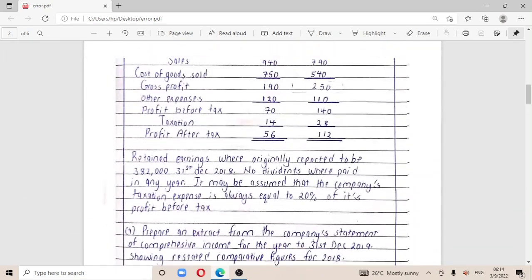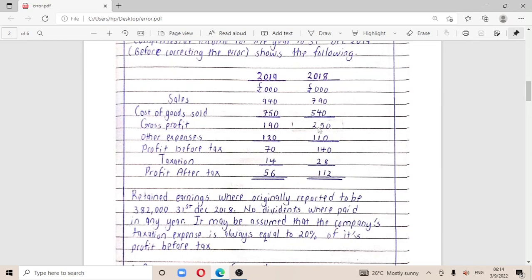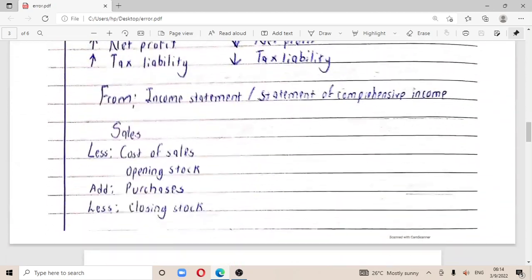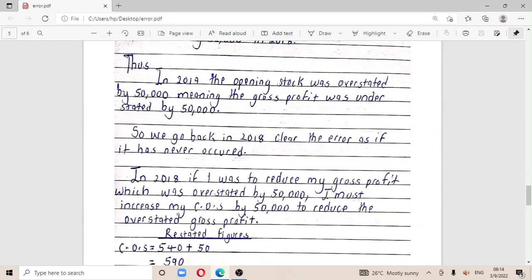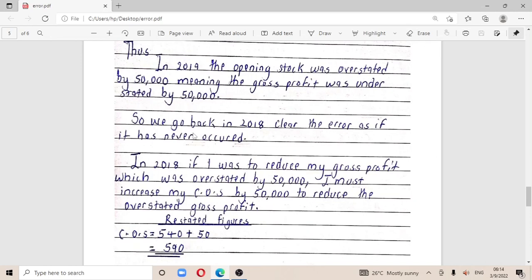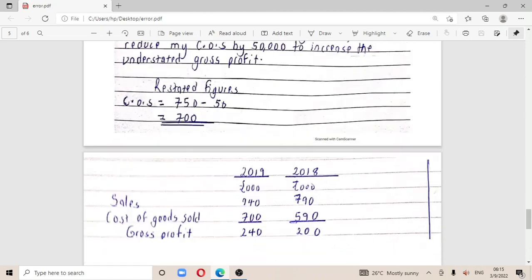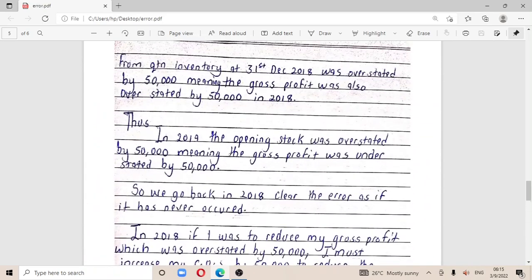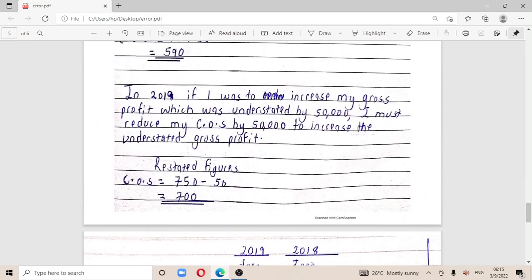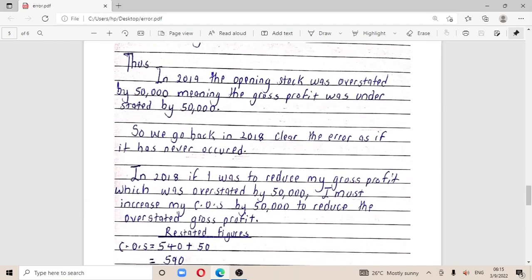let me take you back to the extract. In 2019, it's an overstated figure, and this is an understated figure. So I want to go back and clear this error as if it had never occurred. Because we are in 2019, we are going to go back to 2018 to clear the error as if it had never occurred, because we want to extract the statement of comprehensive income for 2019. So you have to go back to 2018 and clear the error as if it has never occurred.